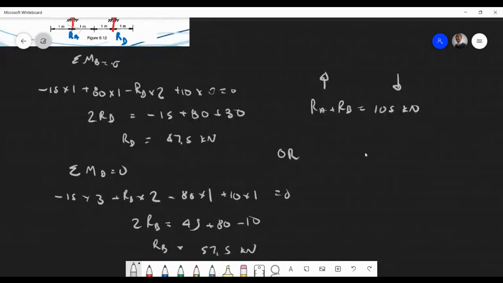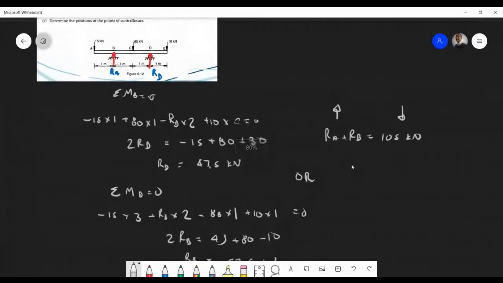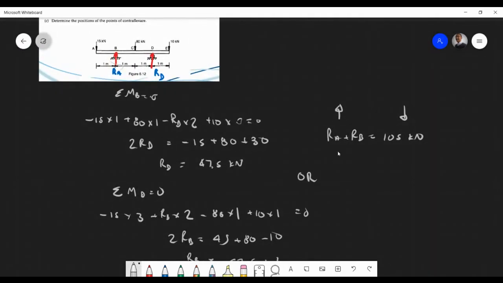And of course, what you're expecting is that when you add RA and RB, you should get 105. So make sure your forces balance. If it's not balancing, it's a problem. I've seen several students have problems with this kind of thing, and it is unacceptable because this is covered in the first level.